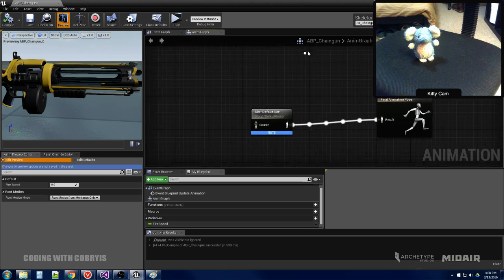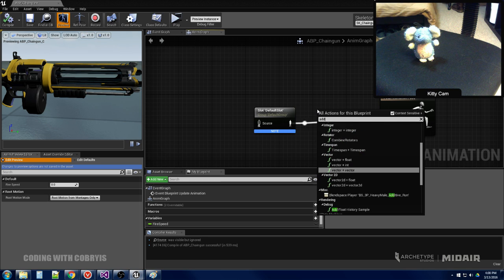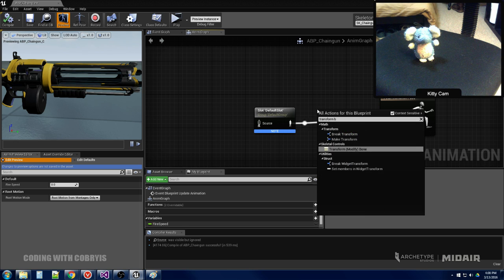Fire speed estimate. It's almost done. Almost done. Fire speed. Float. Set. Okay, we're setting the fire speed here. Now we go to the anim graph, and we're gonna rotate the shit out of that bone, based on add transform modify bone.